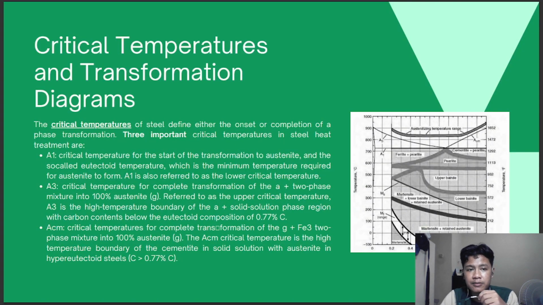Next is critical temperatures and transformation diagrams. Critical temperatures of steel define either the onset or completion of a phase transformation. There are three important critical temperatures in steel heat treatment: A1, A3, and Acm. A1 is the critical temperature for the start of the transformation to austenite, and A3 is the critical temperature for complete transformation of the alpha plus gamma two-phase mixture into 100% austenite. The next, Acm, is the critical temperature for complete transformation of the gamma plus Fe3C two-phase mixture into 100% austenite.